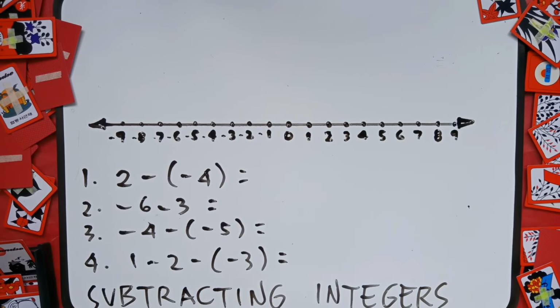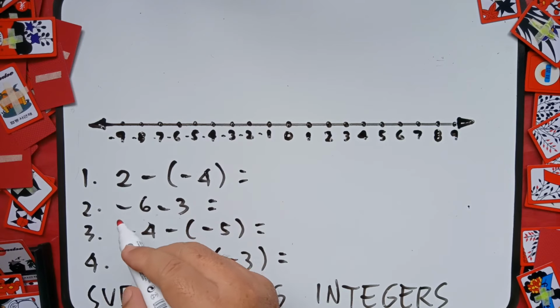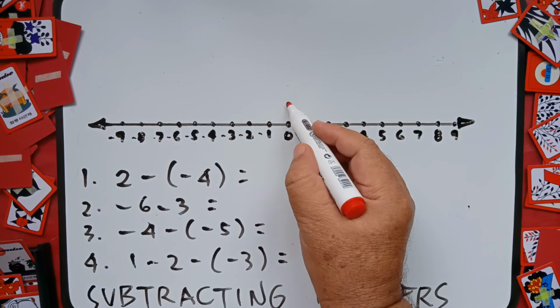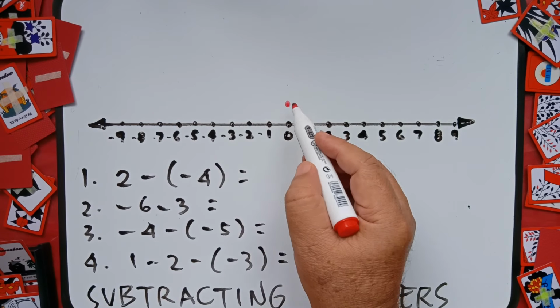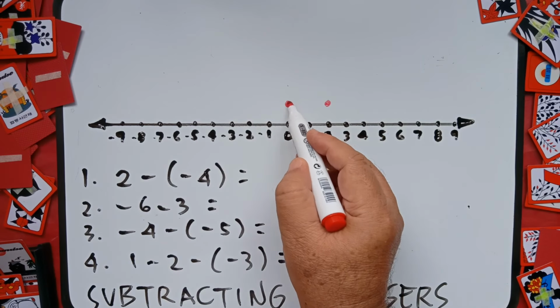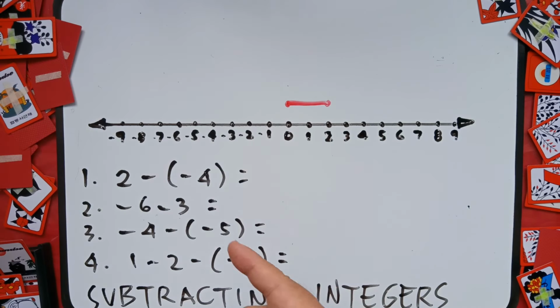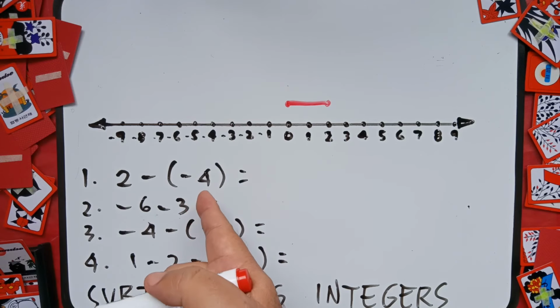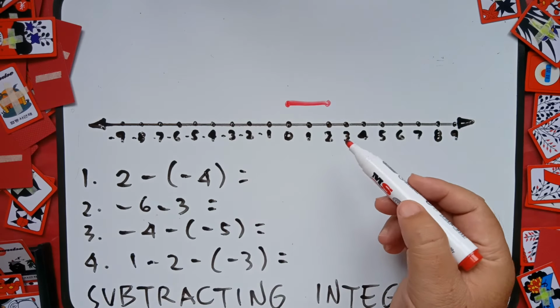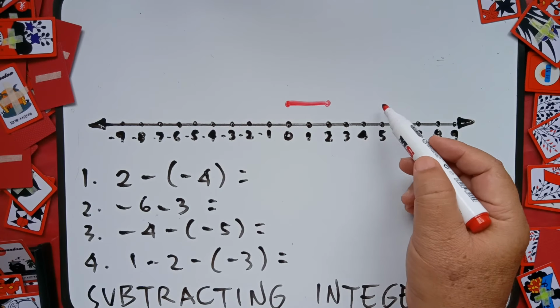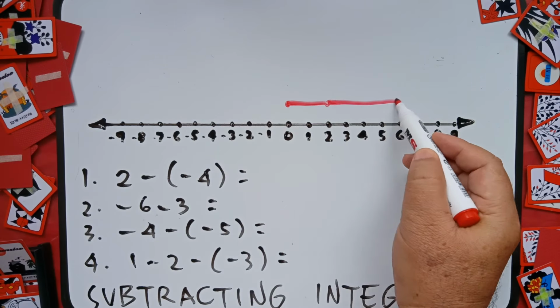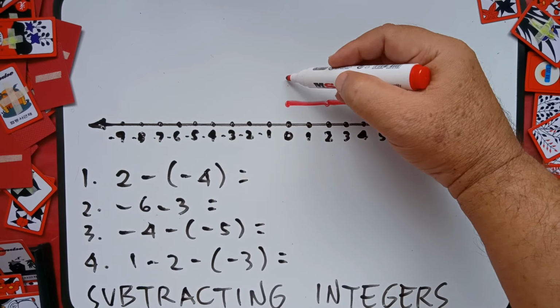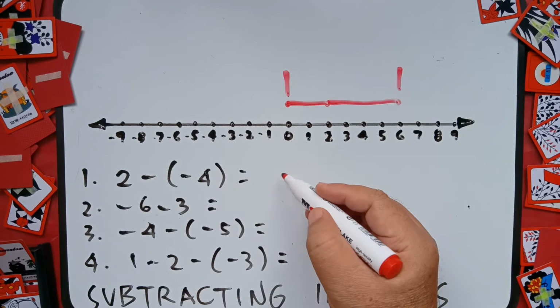Okay, so let's start with number 1. 2 minus -4. Remember, this is subtraction. Subtraction is different from addition. Okay, so let's start with 2 minus -4. From 0, you have to count 2 spaces to the right because this is positive. Okay, so 2. You ended at 2. Now, since this is subtraction, you have to change the sign of the subtrahend and proceed to addition. -4 will become +4. So, +4 going to the right. 1, 2, 3, 4. So, this is your new line. Starting from 0, ending at 6. So, your answer is +6.